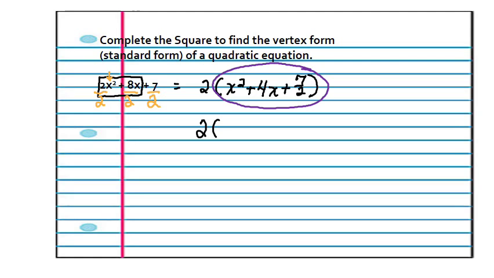So we're going to have 2 x squared plus the 4x plus the blank squared plus the 7 over the 2. And we have to minus what we had added just to make it equivalent. So minus the x squared.